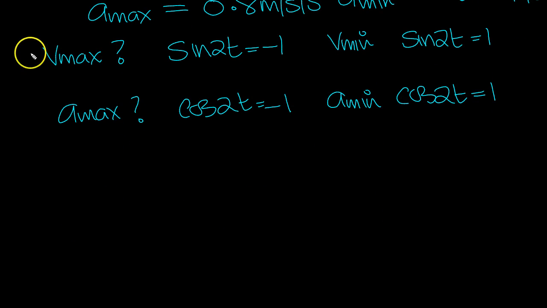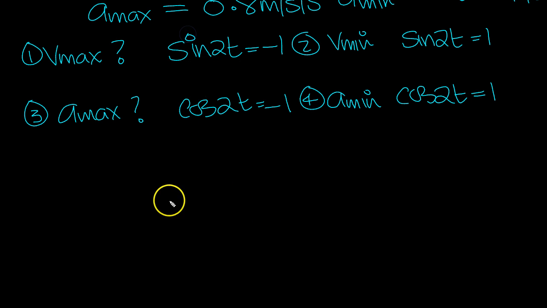So when do these happen? We'll label this 1, this 2, this 3, and this 4. 4 questions here. So we'll try and work through them if we've got enough time, and then we'll move on to the last question. So when is sine 2t minus 1?